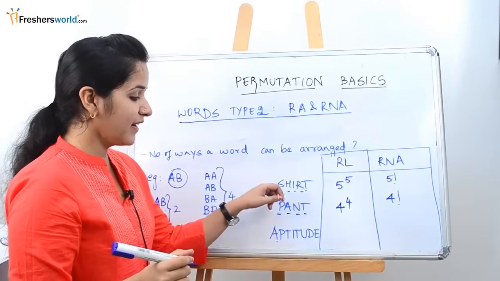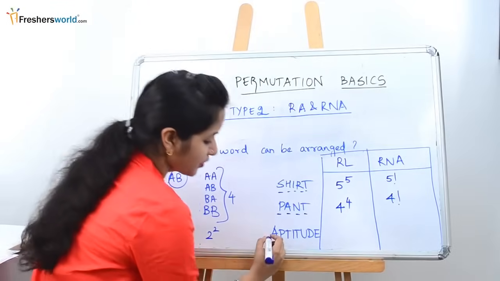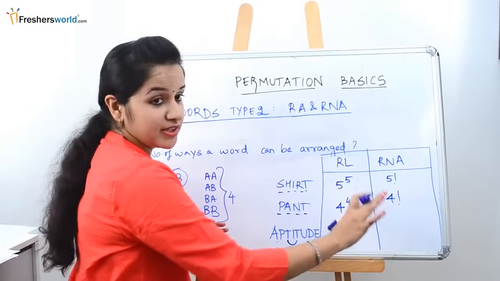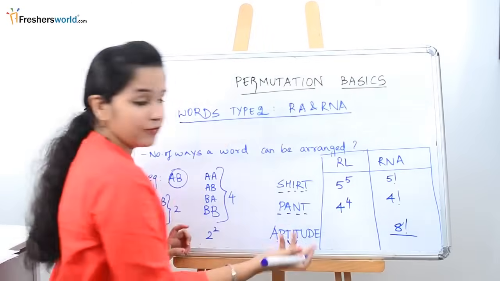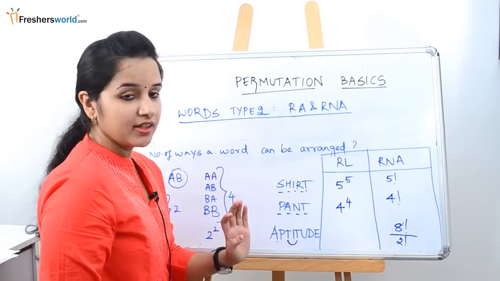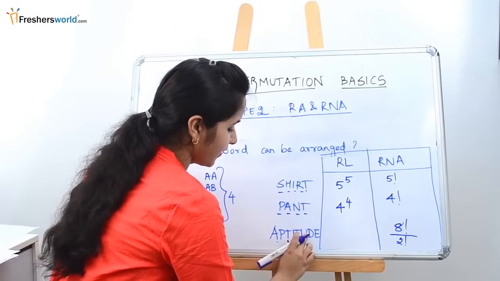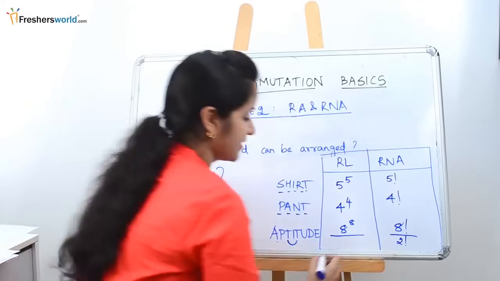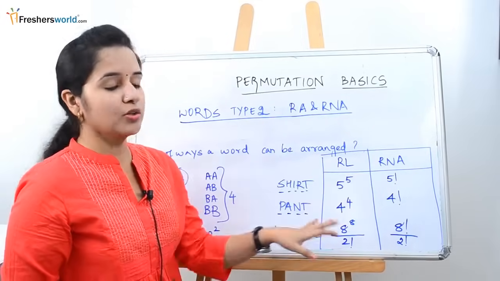Now, we don't have repeated letters in shirt and pant. Let's take a repeated letter as an example. In aptitude, T is repeated twice. In the case of repetition not allowed, we count the letters, 1, 2, 3, 4, 5, 6, 7, 8, and divide by the repeated letters. We do the same here: the number of letters to the power of the same number. There are 8 letters, so 8 power 8, divided by 2 factorial, since T is repeated twice. This is how repetition allowed and repetition not allowed sums come.